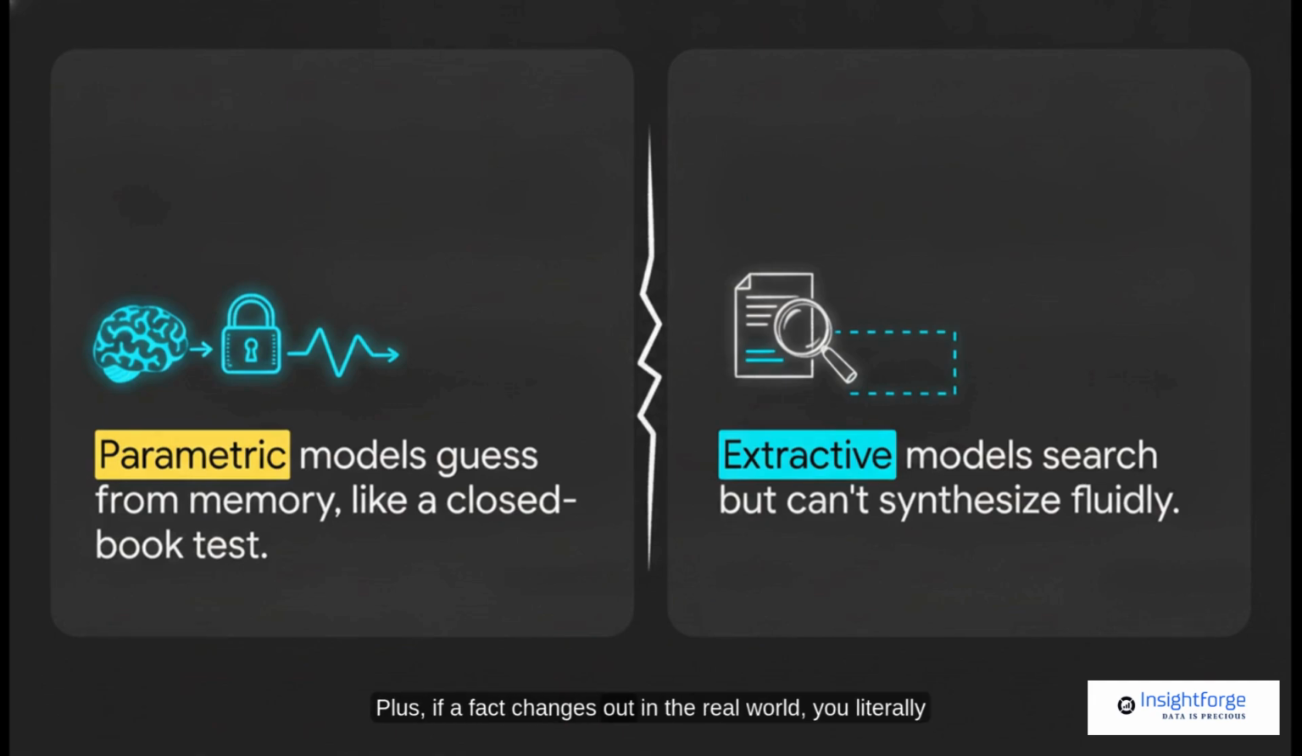Plus, if a fact changes out in the real world, you literally have to spend thousands of dollars retraining the entire neural network. Now, on the flip side, we had extractive-only models. This is basically just a search engine. It retrieves a document and simply highlights the exact span of text that contains the answer. But if the verbatim answer isn't sitting neatly in that document, it completely fails. It can't synthesize original thoughts or write a creative essay.